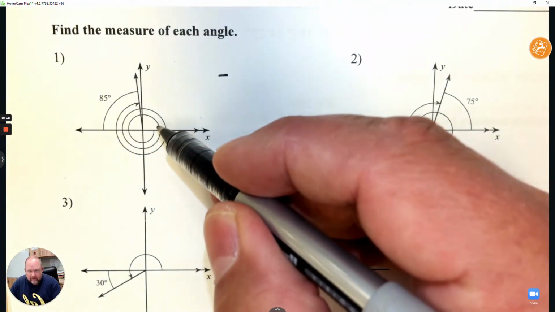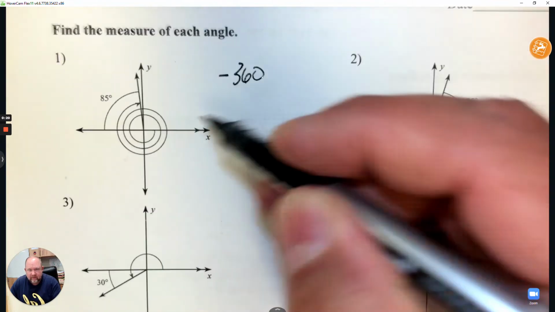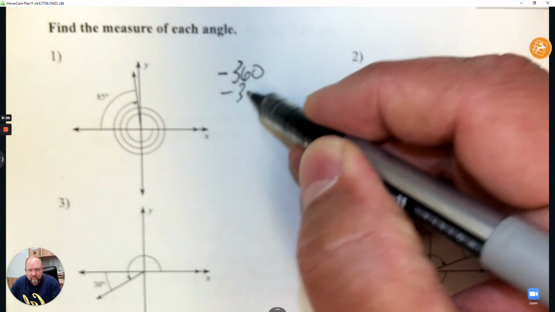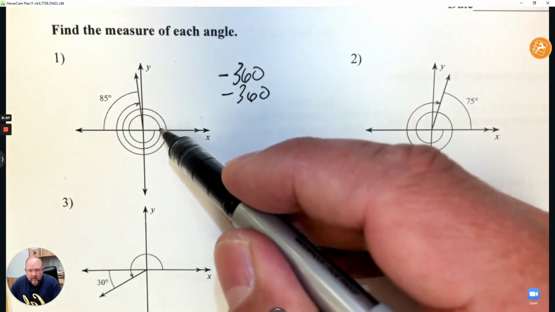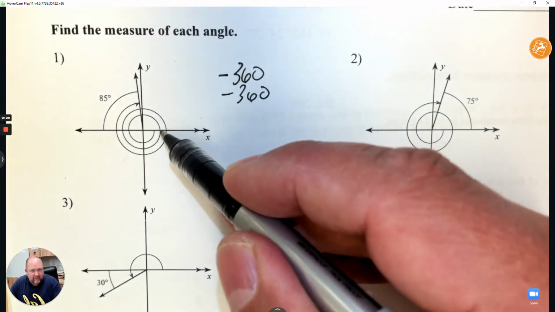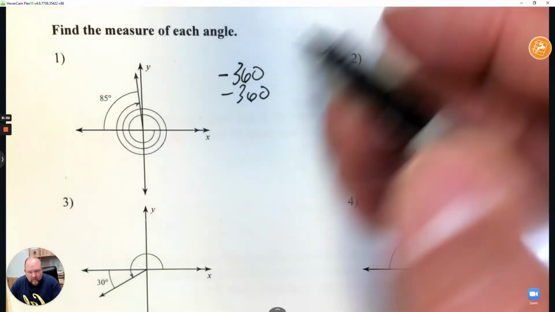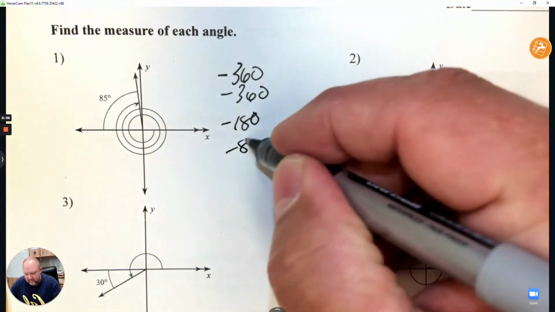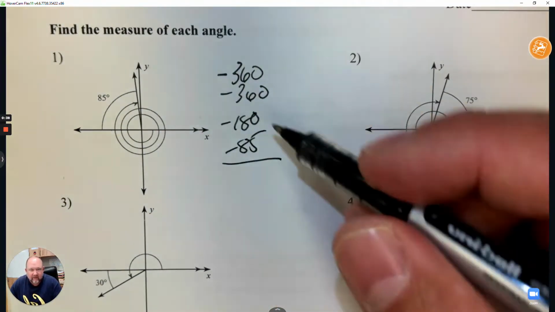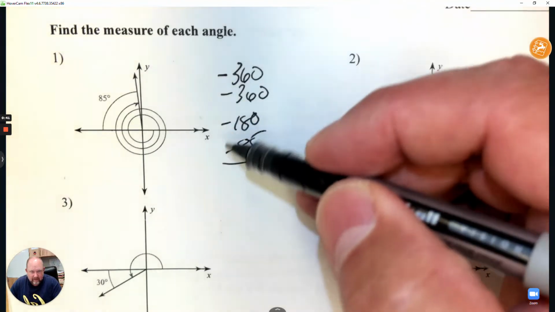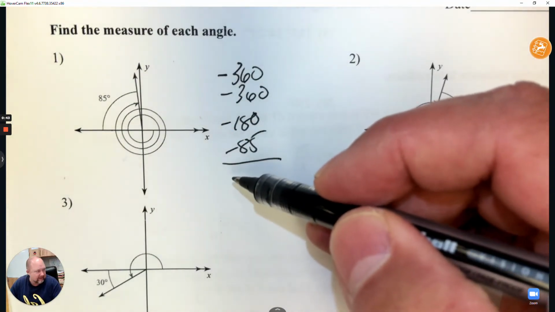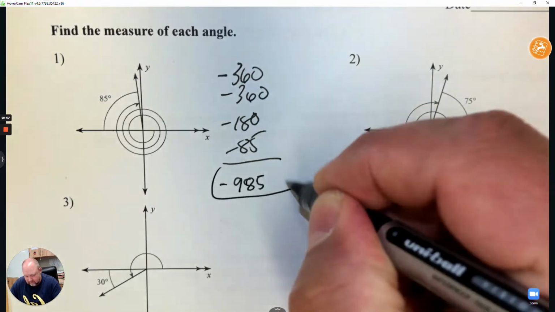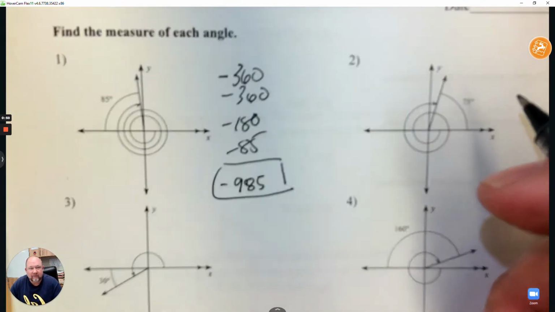So 1 rotation, and I can just keep track here. 2 rotations. So we have 1, we have 2, and that's it. 2 times, then negative 180, and then the last bit is negative 85. If you want to use your calculator, you can add them up without the negative signs and just make it negative at the end. And if you do that, I think it's negative 985, according to my answer key.